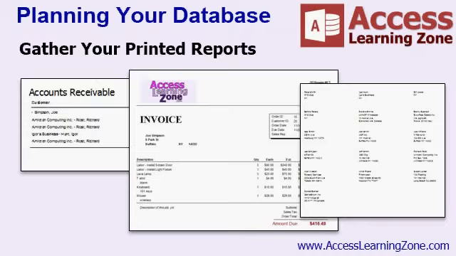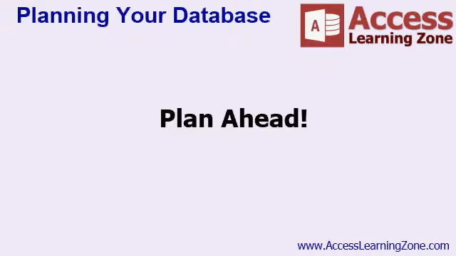So get all of your current printed paperwork together that you want your Access database to generate later, and that'll give you an idea for the kinds of reports that you're going to want to be able to make. For example, here on the screen you can see I've got an accounts receivable report, an invoice, and some mailing labels. Make a list of all the different kinds of reports you want to generate with your database. The bottom line here is plan ahead.